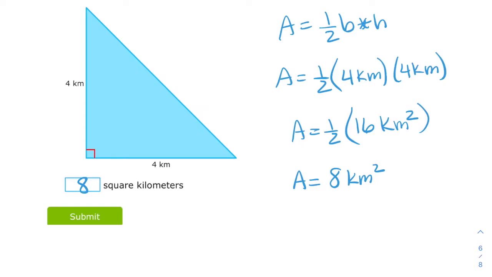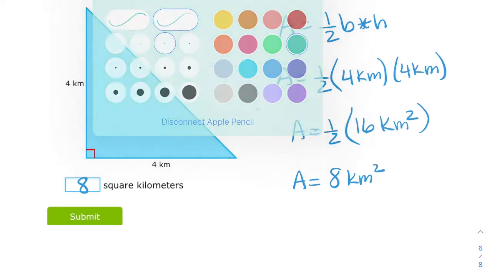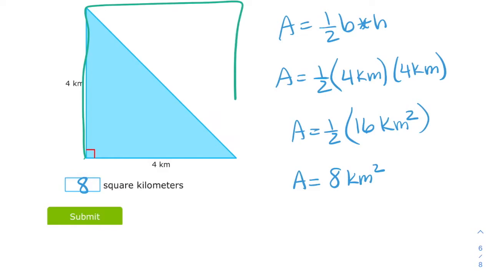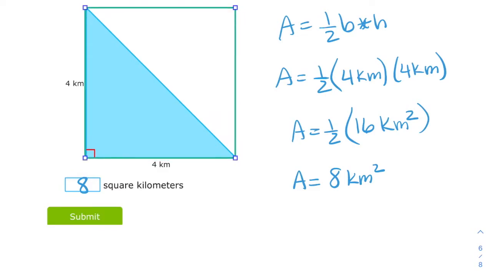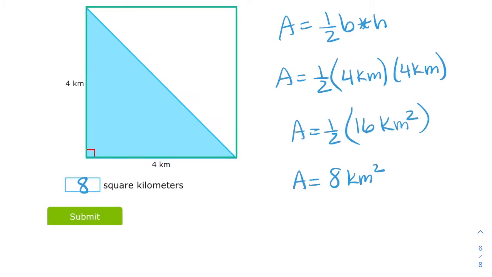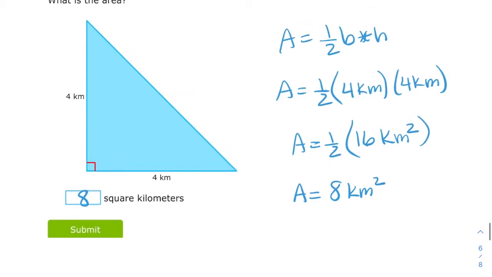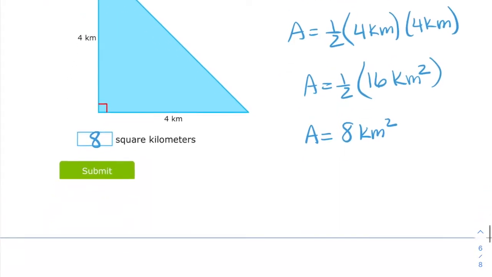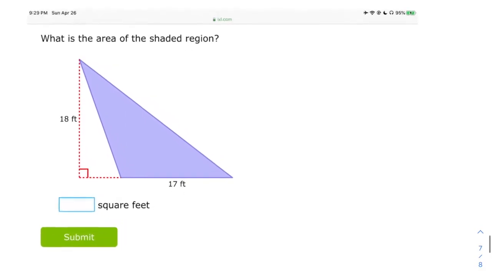Think about it: it's half of what a square would be, or what a rectangle would be. We have one of the triangles, we don't have the other. So 4 times 4 is 16, that's a square. Half of a square, 4 times 4 is 16, half of that is 8. Okay, let's go to our next one.